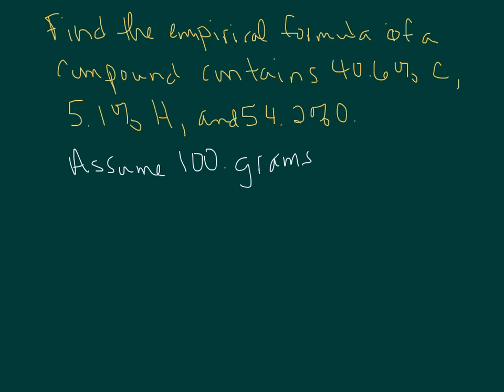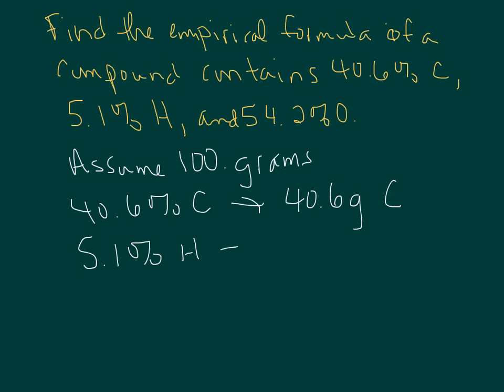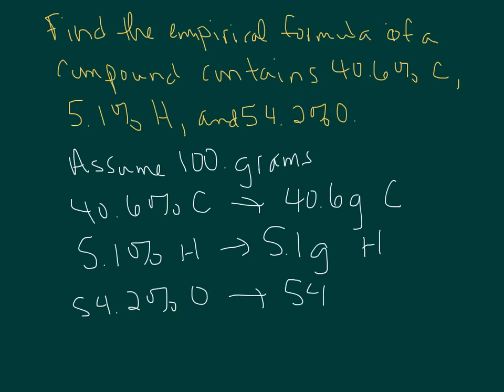we know that 40.6% of carbon becomes 40.6 grams of carbon. 5.1% of hydrogen becomes 5.1 grams of hydrogen. And 54.2% of oxygen will become 54.2 grams of oxygen. Now what we want to do is take these grams and convert them to moles.